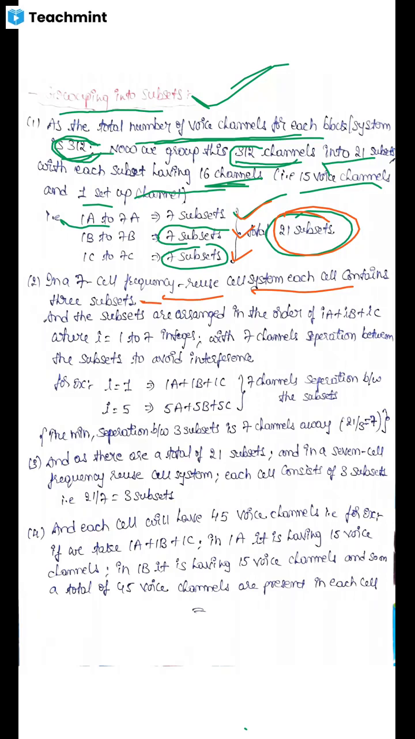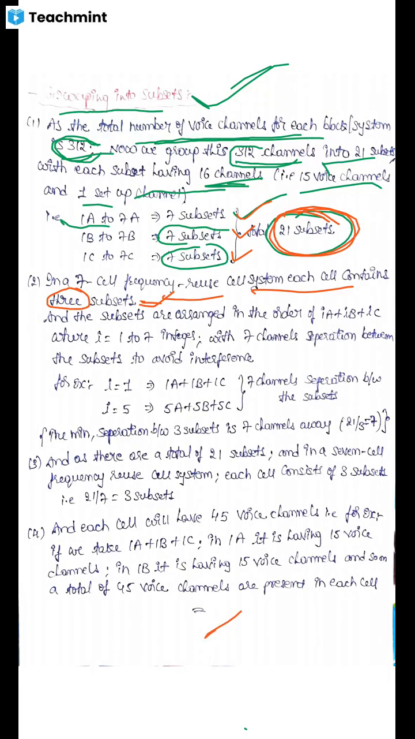See here how there are 3 subsets in a 7 cell frequency reuse system. I am having 7 cells, each cell containing 3 subsets. It means total how many? 7 into 3, 21. So 21 subsets.